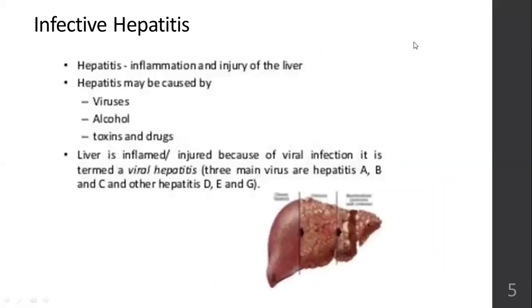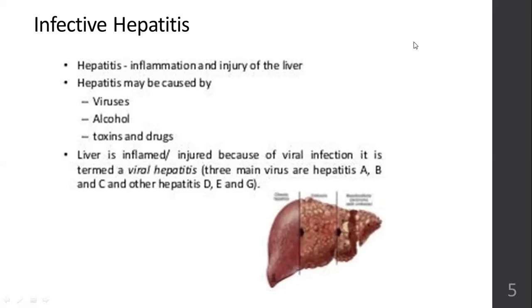So infective hepatitis is caused by viruses. Non-infective hepatitis is because of alcoholism, drug abuse, too much of toxins in your system. That could also lead to hepatitis. What is hepatitis? Hepa relates to liver. Itis is inflammation. So inflammation of the liver or injury to the liver.